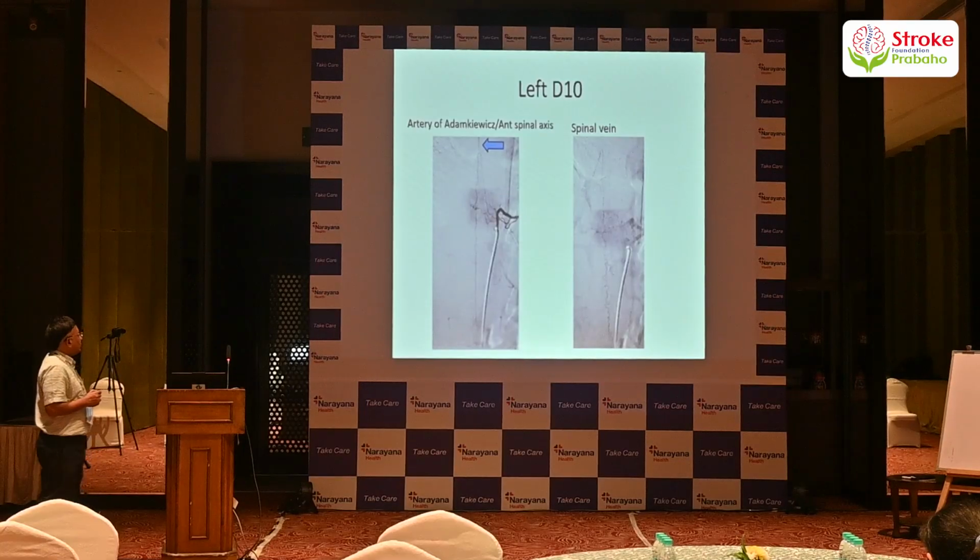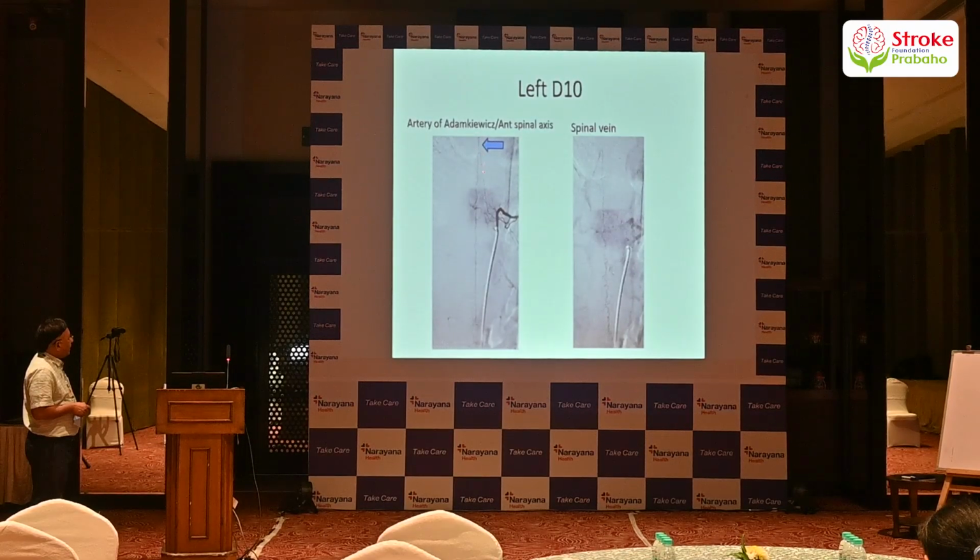So this is one of the DSA in our lab. This is at the level of left D10. This is our cobra catheter in left D10. This is segmental artery. This is radiculomedullary artery. Why is it radiculomedullary artery? Because it is supplying the anterior spinal axis. So it is a classical hairpin turn, and we can see this straight line that is called ventral spinal axis.